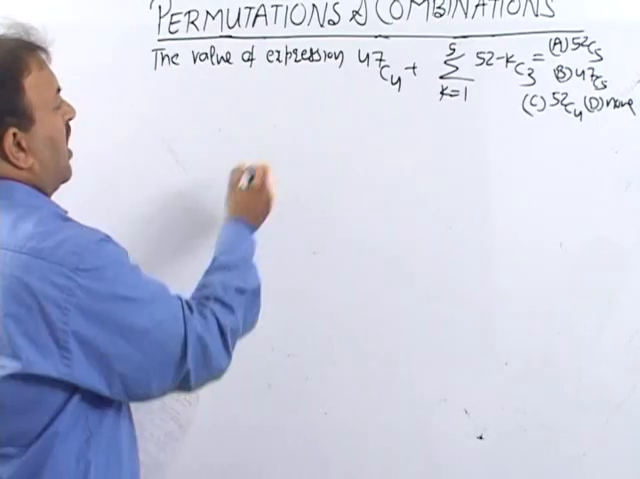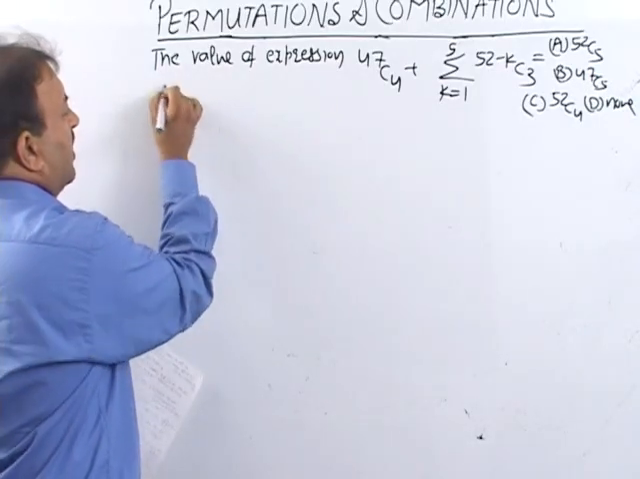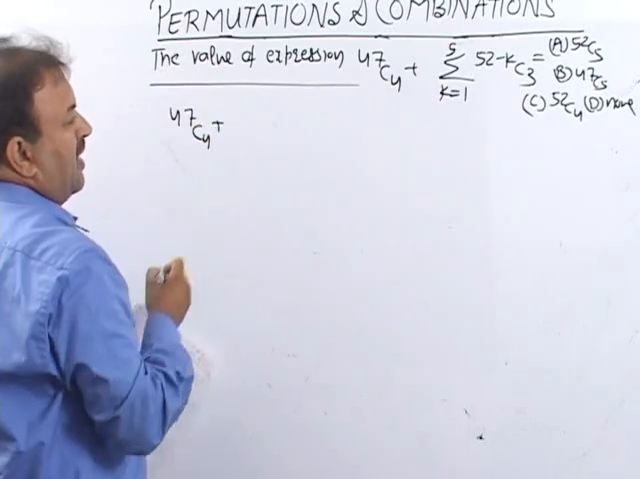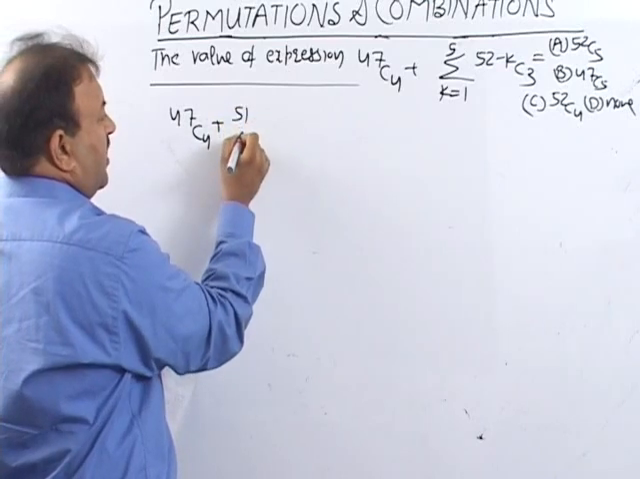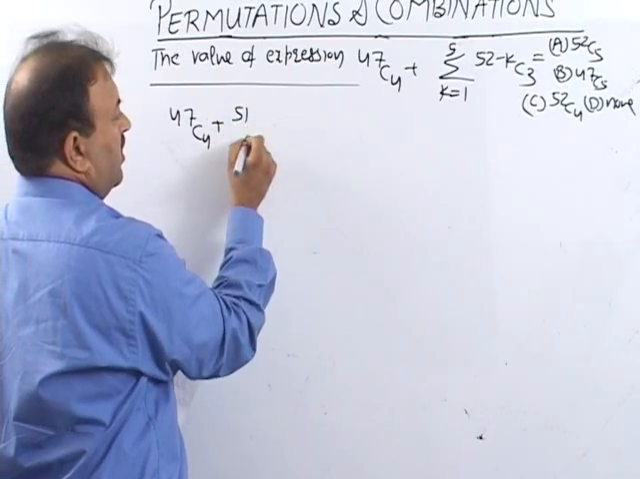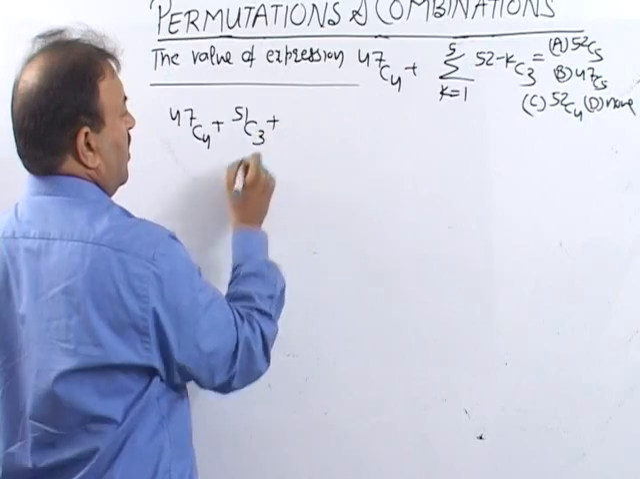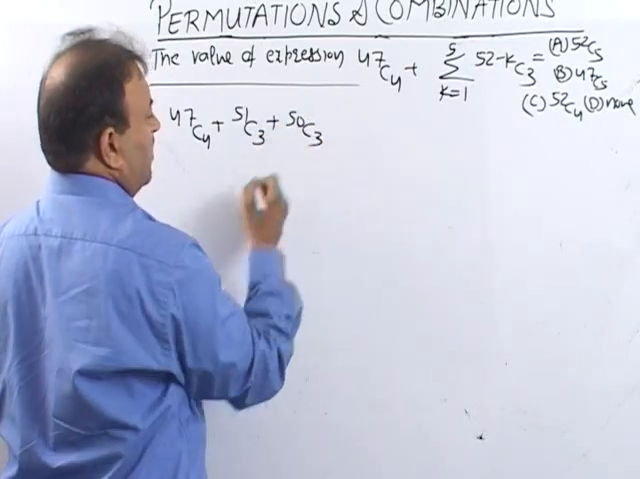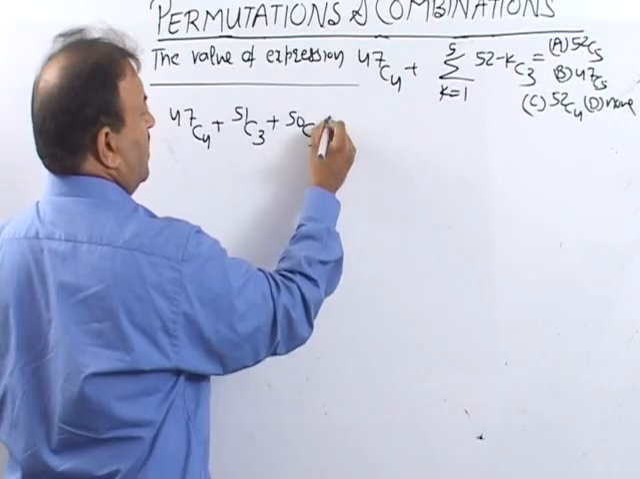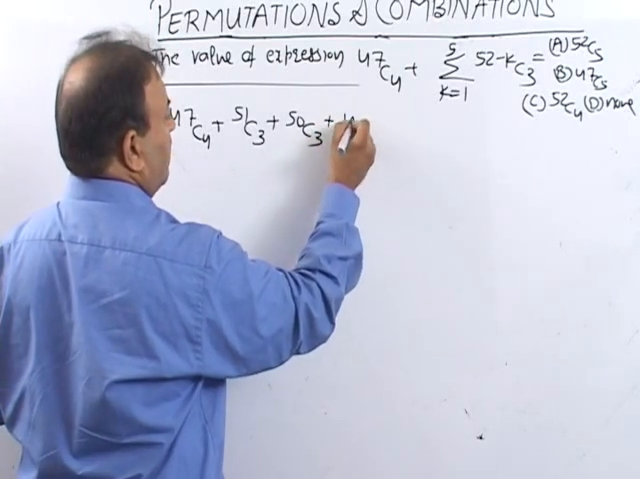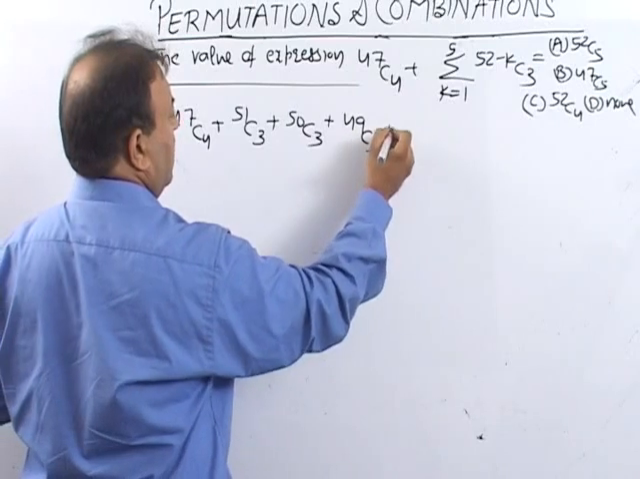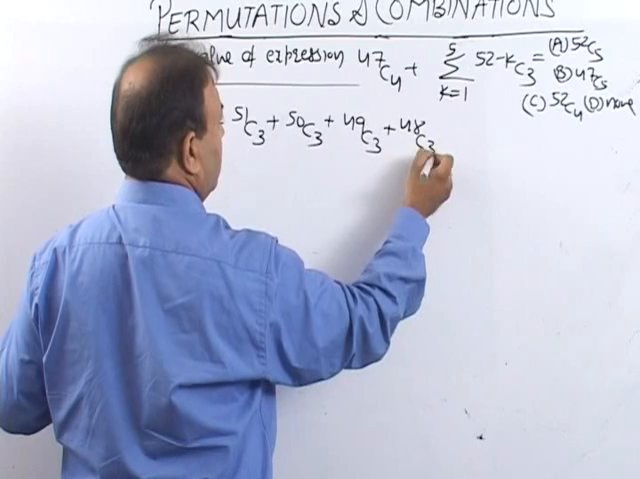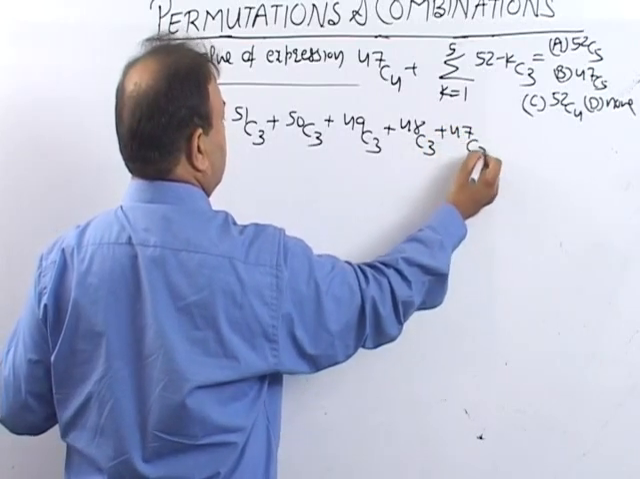Now we just started with what we have been given. It is 47C4 plus पहले K की जगह 1 पुट करेंगे, we got 51C3. Next is K की जगह 2 पुट करेंगे, we got 50C3 plus next K की जगह 3 पुट करेंगे 49C3. नेक्स्ट K की जगह 4 पुट करेंगे, we got 48C3. Next is 47C3.